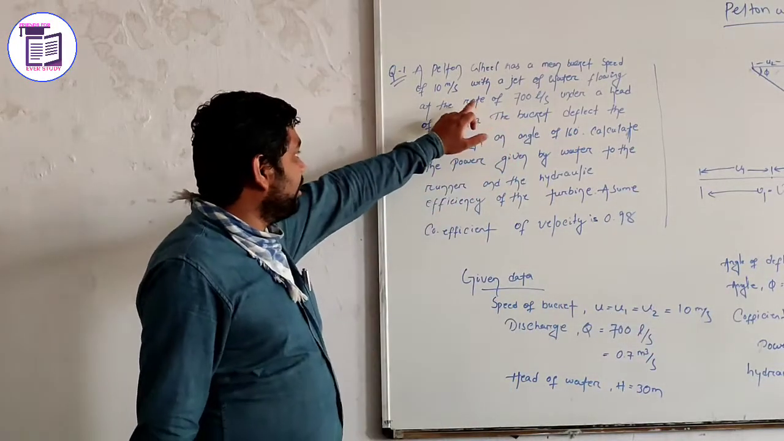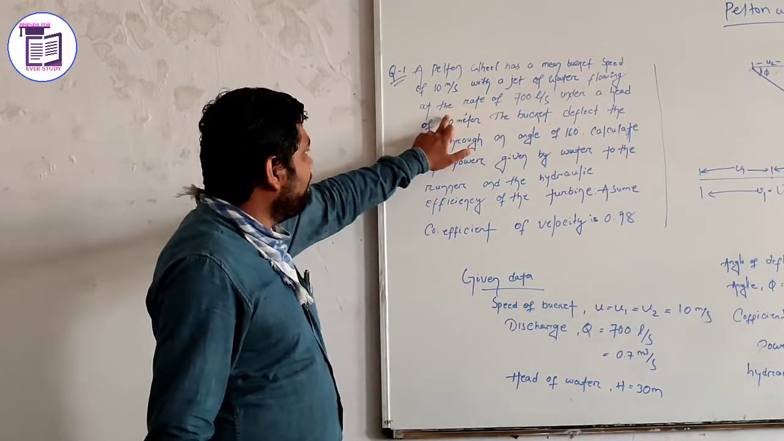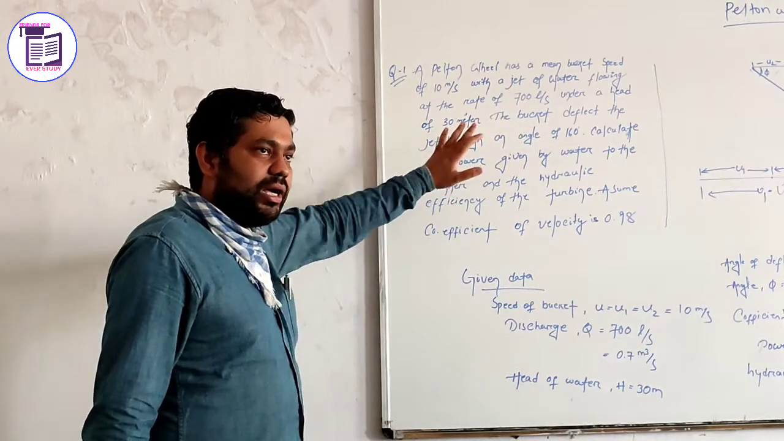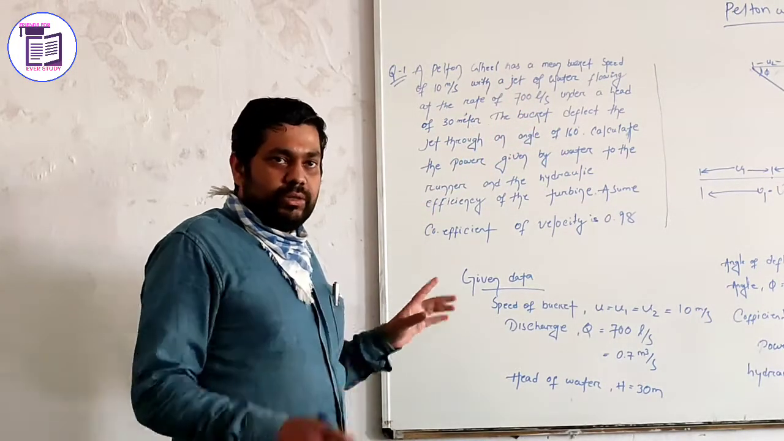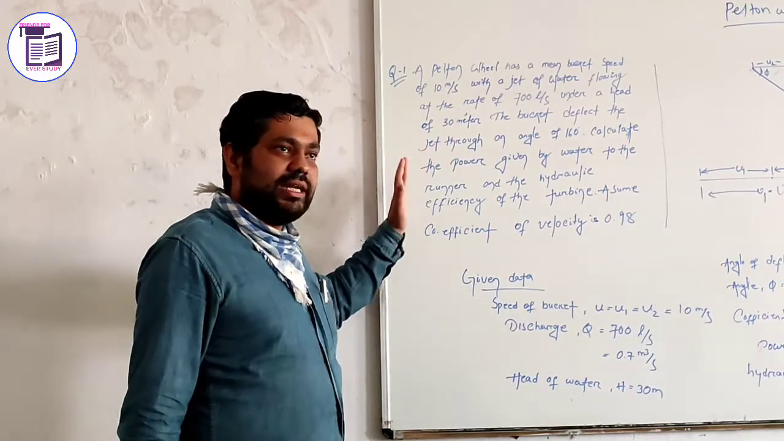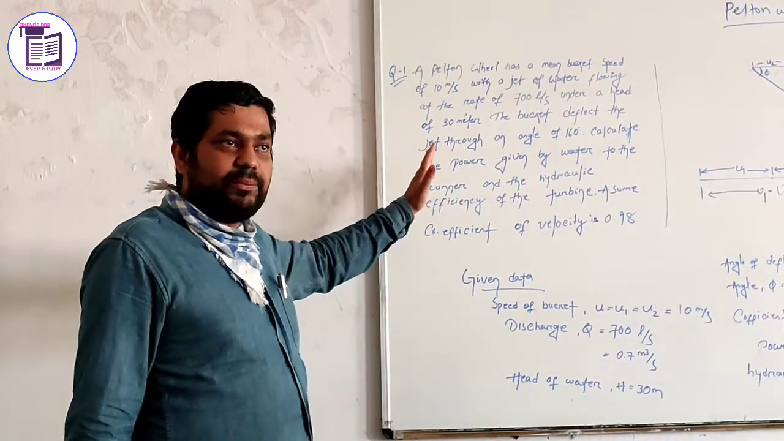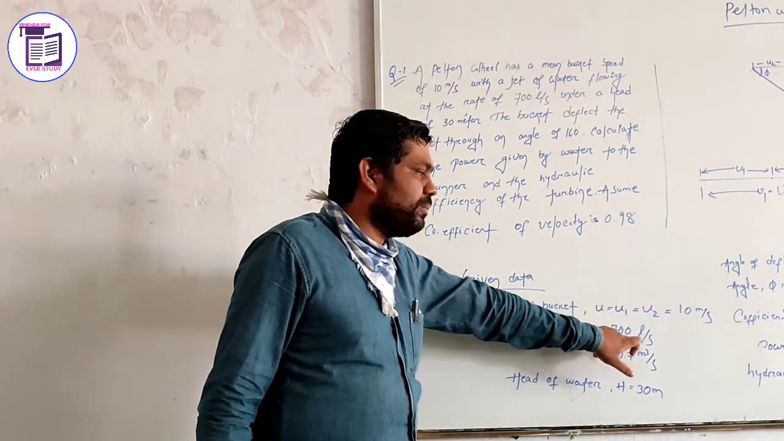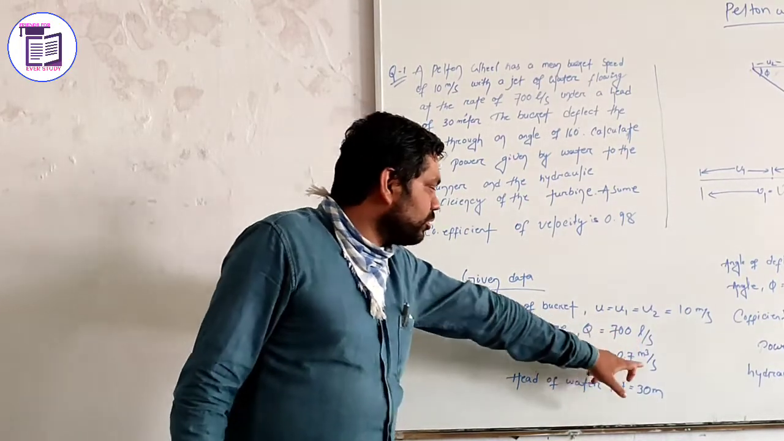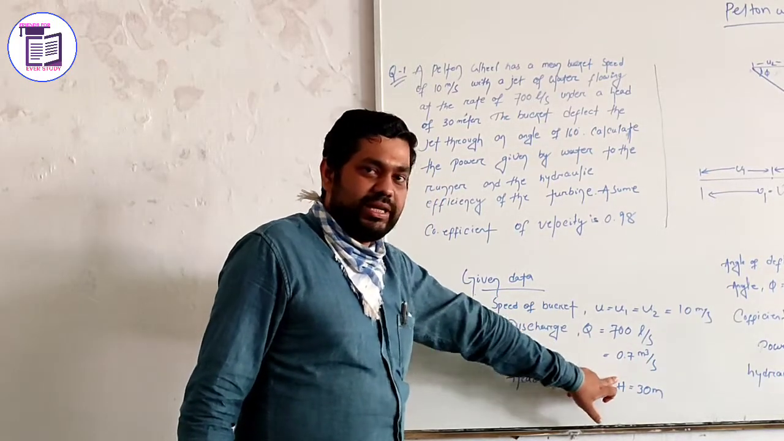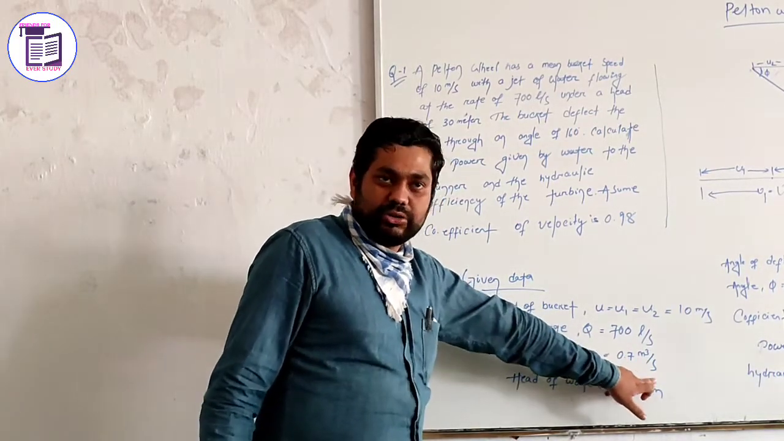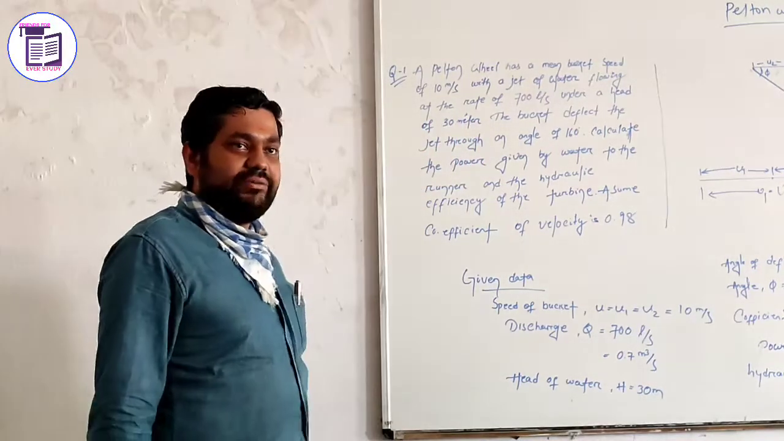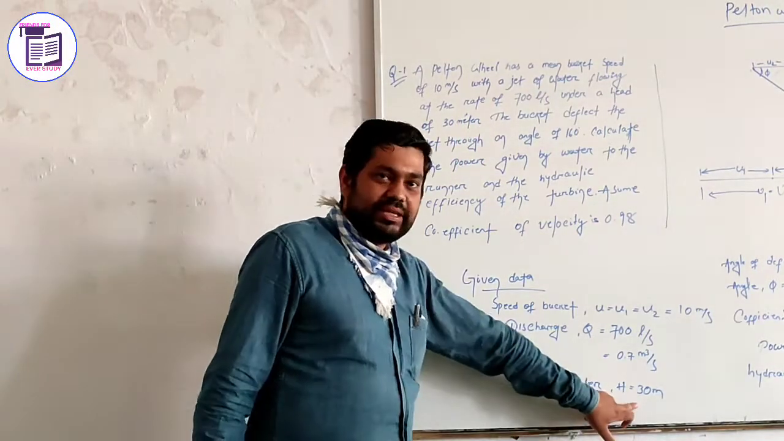Next one is given here. With a jet of water flowing at the rate of 700 liter per second. Liter means 1 cube, and this flowing means the discharge is given. The discharge is represented by Q, and Q is 700 liter per second. It will be converted into meter cube per second, so divided by 1000, it is 0.7 meter cube per second. Next one: under a head of 30 meter. The given head is H equal to 30 meter.